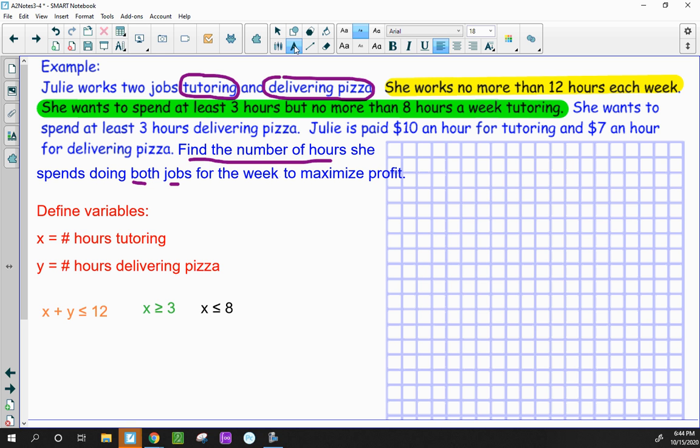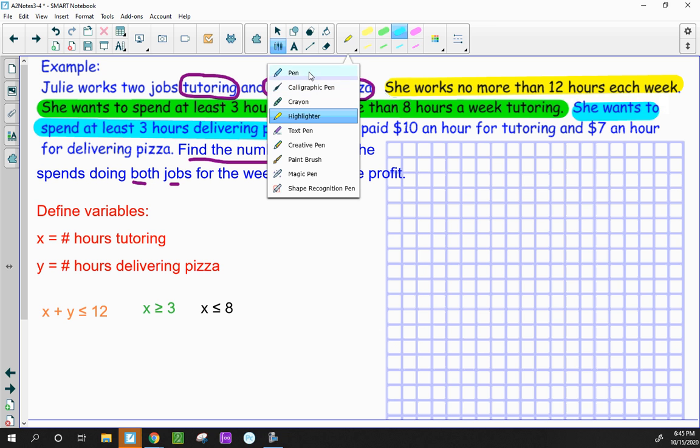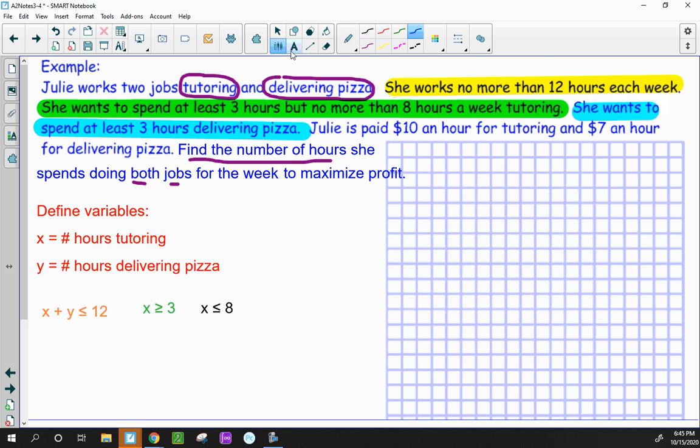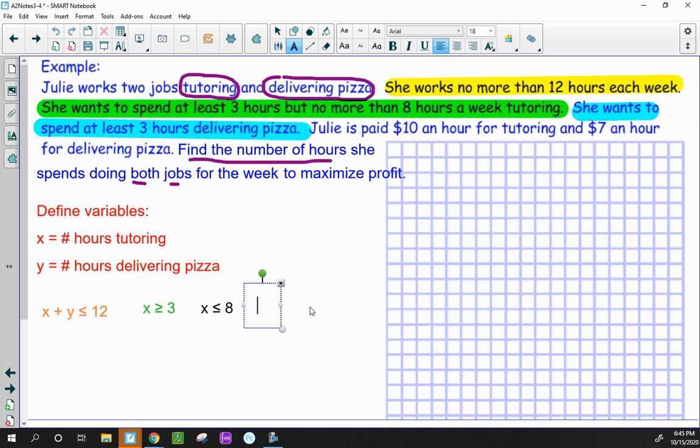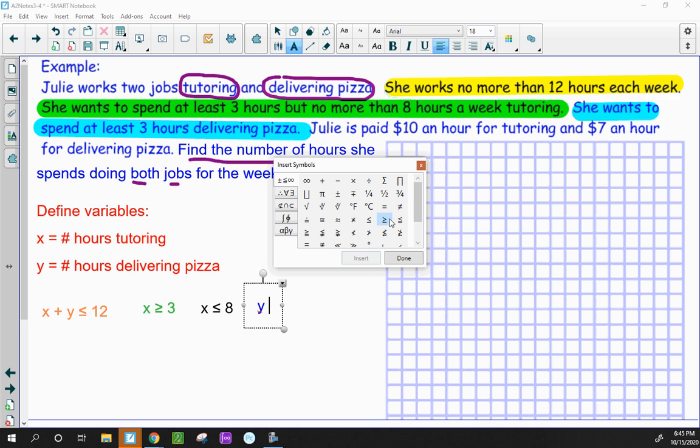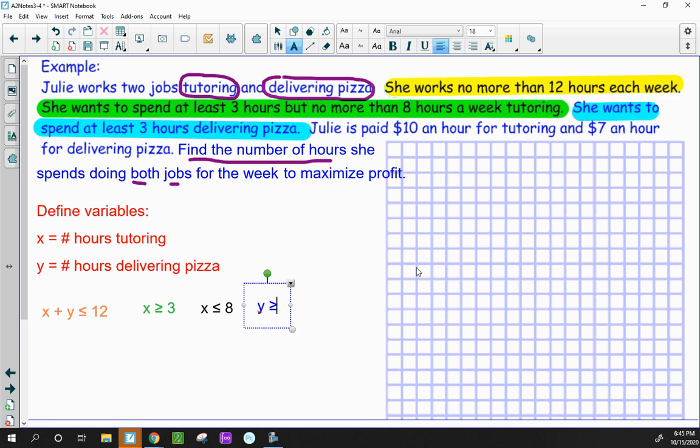Next, she wants to spend at least 3 hours delivering pizza. Okay, well, that clearly is about pizza. And so we're going to look at the defining variables. We let Y stand for pizza. So we're going to kind of color code this. I'm going to use Y. And it says she wants to spend at least 3 hours. So that means 3 is the lowest she wants to go. She can go higher. So we're going to use greater than or equal to.